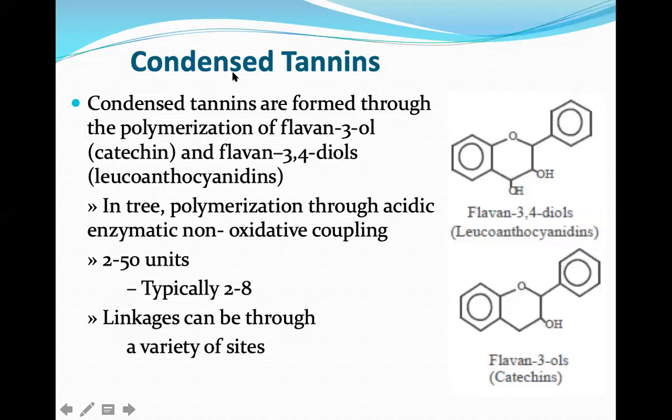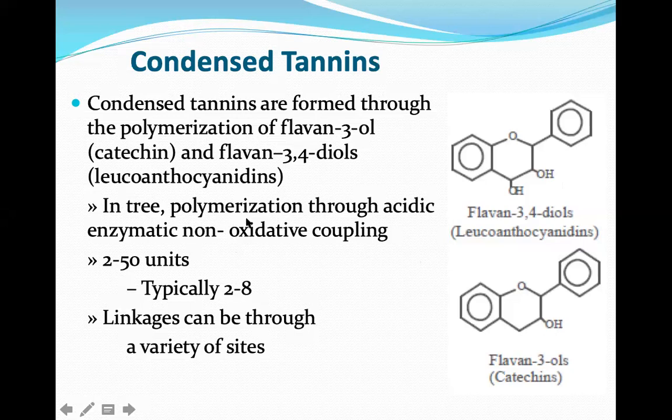Condensed tannin. Condensed means several monomeric flavonoids are polymerized. So condensed tannins can be named in other ways as polyflavonoid tannins. Polyflavonoid tannins, or condensed tannins, are formed through the polymerization of flavan-3-ol, catechin, and flavan-3,4-diols, leucoanthocyanidins. So catechin and leucoanthocyanidin, these two structures polymerize and join together to make a polymer, and they are called condensed tannin.